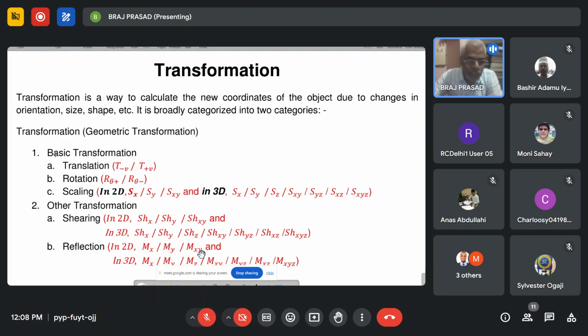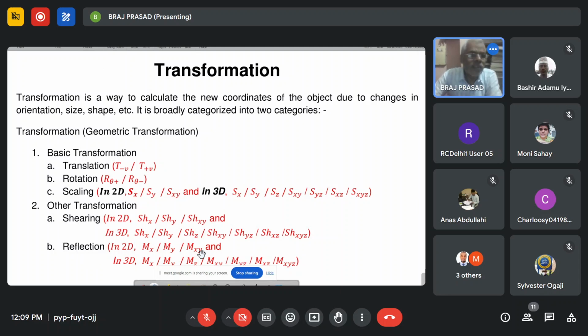Now we come to the other type of transformation, that is called shearing. Shearing, if we want to change the shape of an object, suppose you want to convert a potato into an apple, or a tree into a lion. This type of changing of shape for the object is called shearing. So to change the shape of the object, we will use shearing transformation.